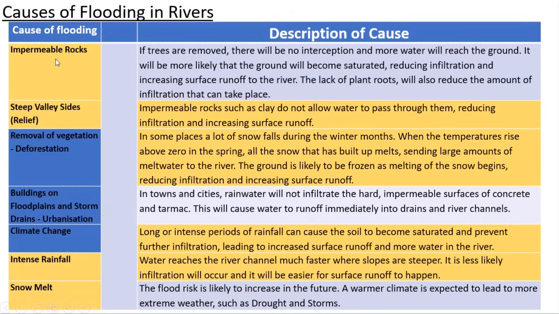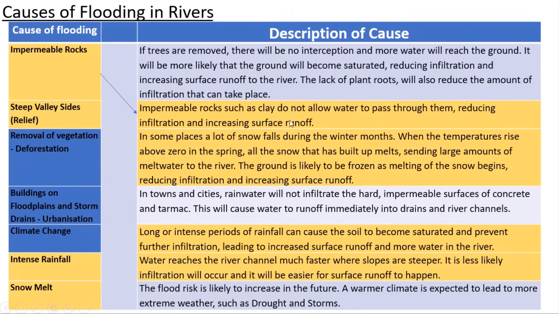So Boscastle is a good example of a place that flooded because of several of these things. It was a very steep valley with impermeable rocks. They'd deforested areas upstream. They'd also built storm drains in a settlement near there, and it occurred after intense rainfall. So all of these factors added together to create a really, really big flood in Boscastle. Now I've just cheated by accidentally clicking the impermeable rocks to show you how they match up. So impermeable rocks, such as clay, do not allow water to pass through them, so it reduces infiltration and increases surface runoff. Now you can see all of these have been done for you and explained.